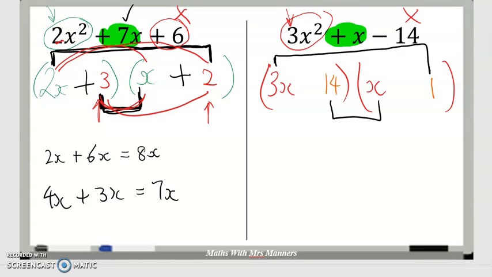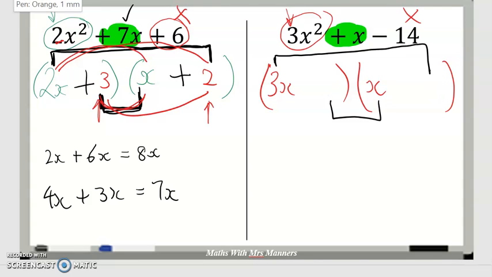Now, I could always swap them. If I wanted to, I could make that 14 and make this a 1. Let's do a quick check now. That's definitely not going to happen because 3 times 14 is 42. So you should be able to see, and it does get much easier, when you're in the wrong.